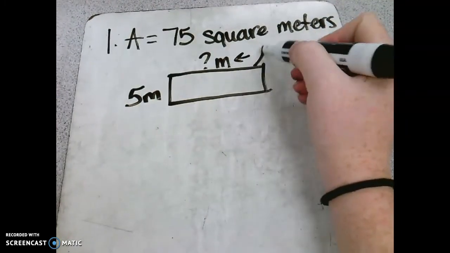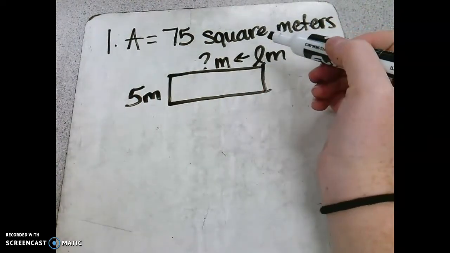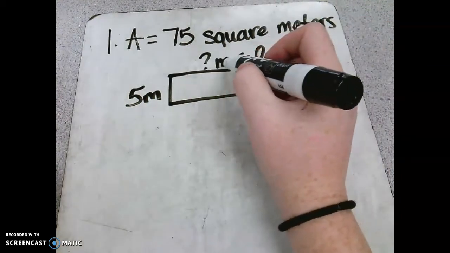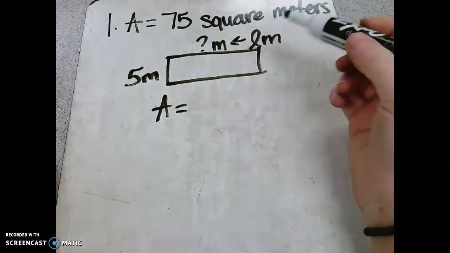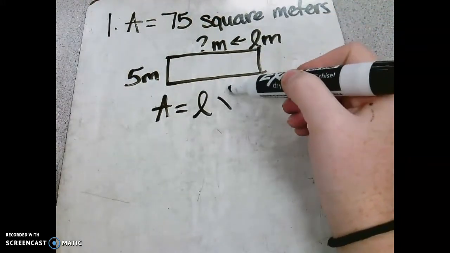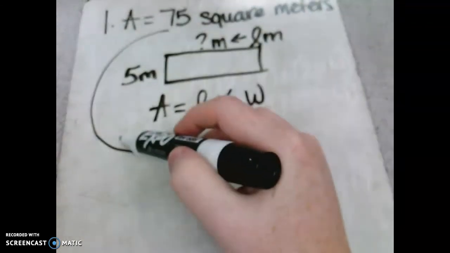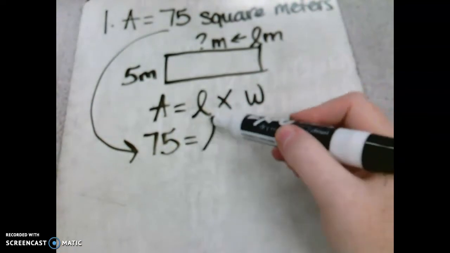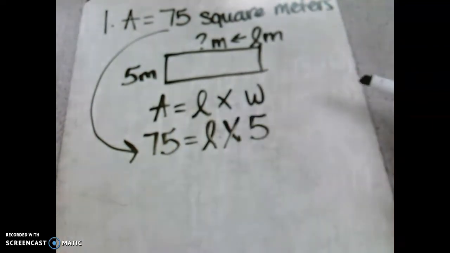This could also look like LM for length. Either way is correct. Okay, so we've got to figure out our missing side, what it is. Do you remember our equation for area? Area equals length times width. So I'm just going to plug in the 75 for my A. 75 equals L, we don't know what L is, times 5.